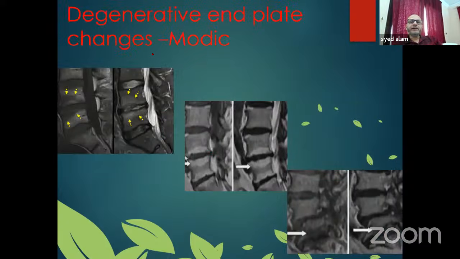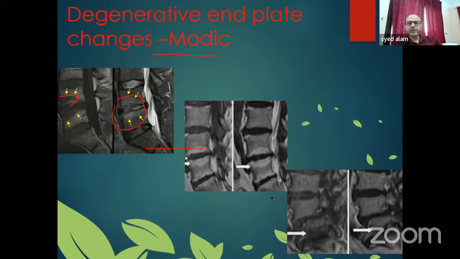This is described by Modic, the end plate degeneration. He described end plate degeneration in 3 categories: type 1, type 2, type 3. Type 1 will be dark on T1 and bright on T2, so sort of like edema. Type 2 will be bright on T1 and bright on T2, sort of like fat. And type 3 is dark.